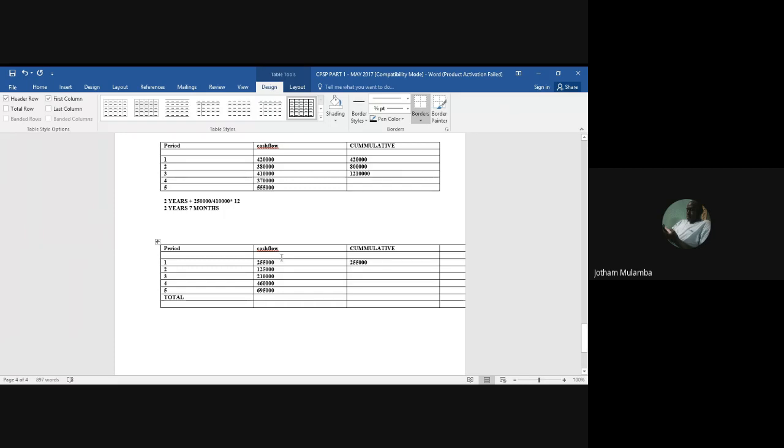255,000 plus 125,000 is 380,000. We move on. 380,000 plus 210,000 is 590,000. Sorry, not that. 590. Move on. 590,000 plus 460,000. 590 plus 460.